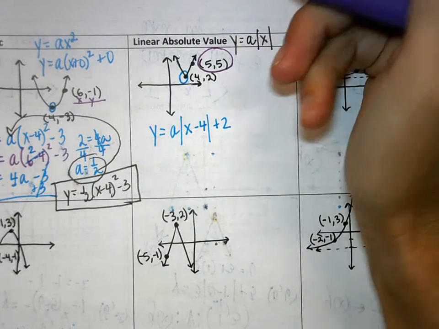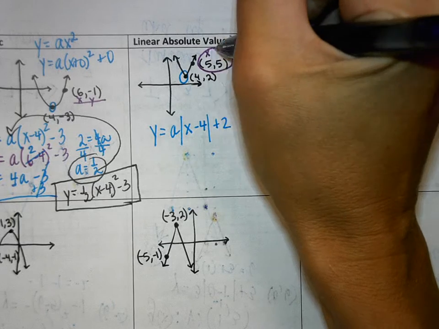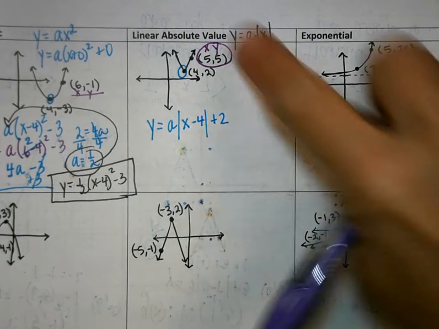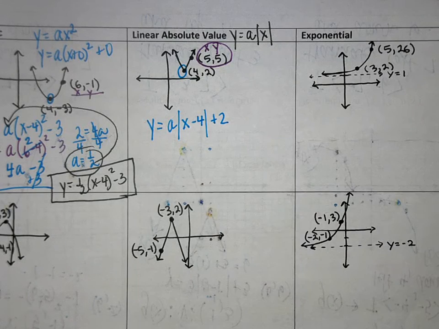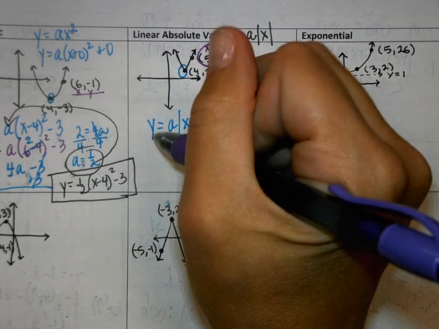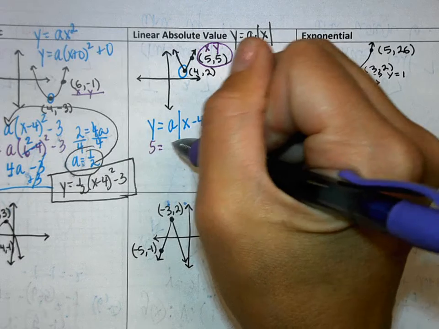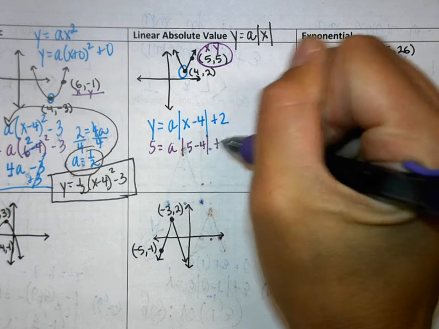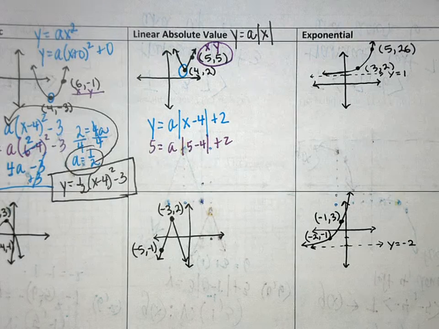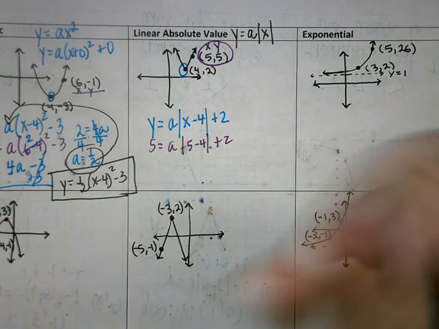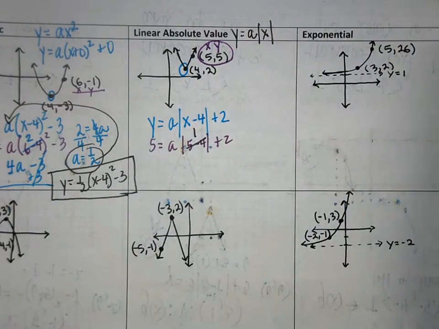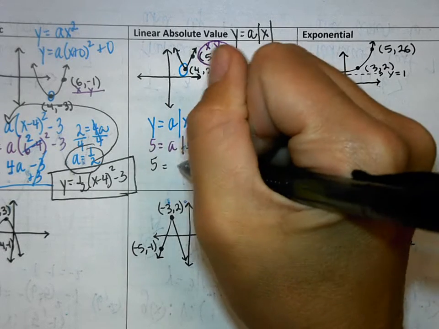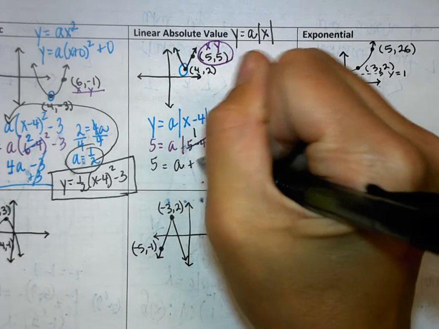And so in order to find my A value, we're going to use the other point that is not my vertex, so you can't use your vertex, and we're plugging that in and solving for A. And so we're plugging in 5 for y equals A, absolute value of 5 minus 4 plus 2. Okay? 5 minus 4 is what? 1. And what's the absolute value of 1? 1. And so I have 5 equals, you can write 1A or you could just write A plus 2.